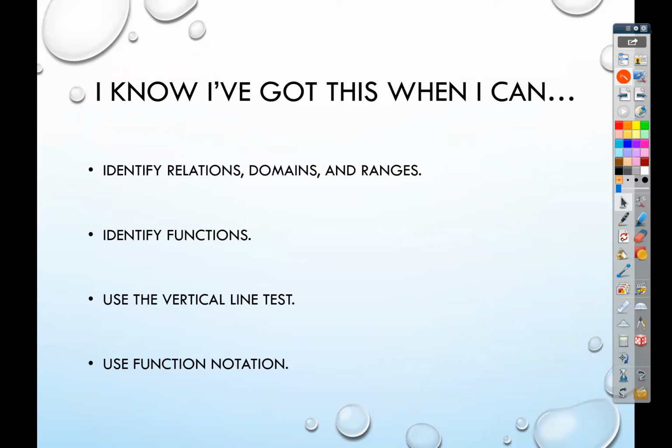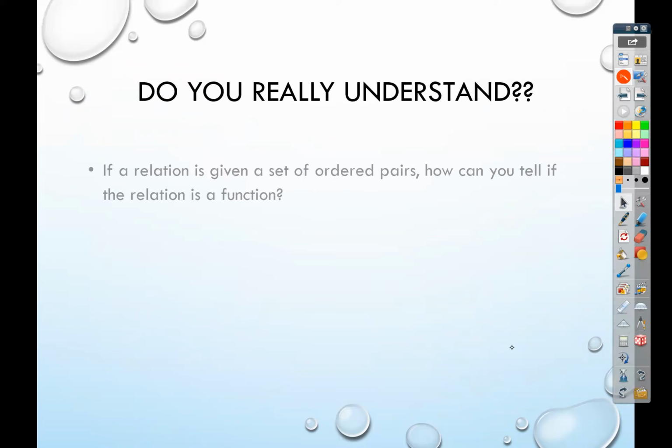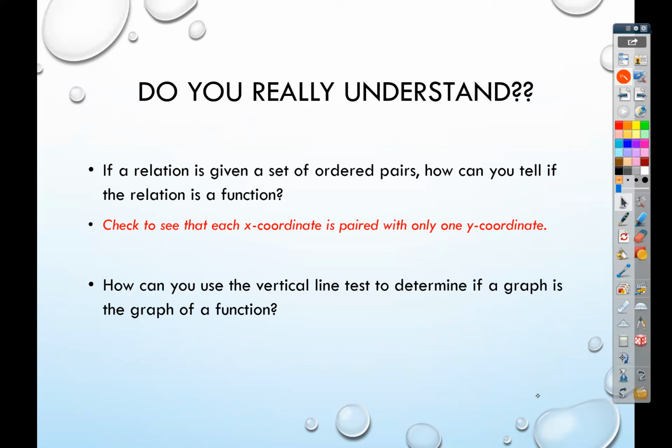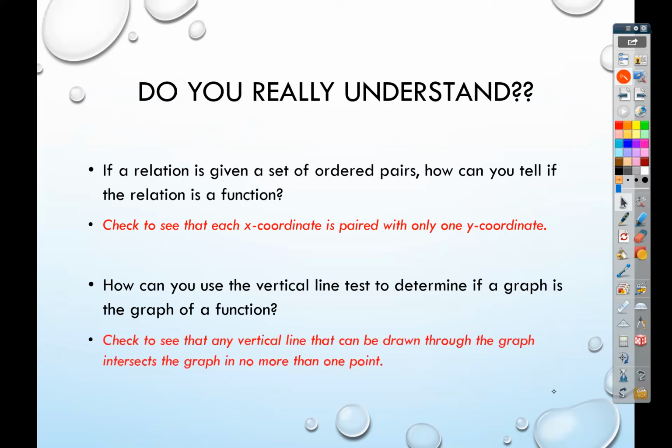So I know I've got this when I can identify relations, domains, and ranges, identify functions, use the vertical line test, and use function notation. Do you really understand it though? If a relation is a given set of ordered pairs, how can you tell if the relation is a function? You check to see that each x coordinate is paired with only one y coordinate. How can you use a vertical line test to determine if a graph is a graph of a function? Check to see that any vertical line that can be drawn through the graph intersects the graph in no more than one point.